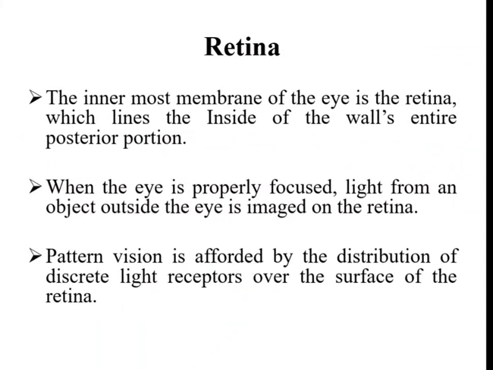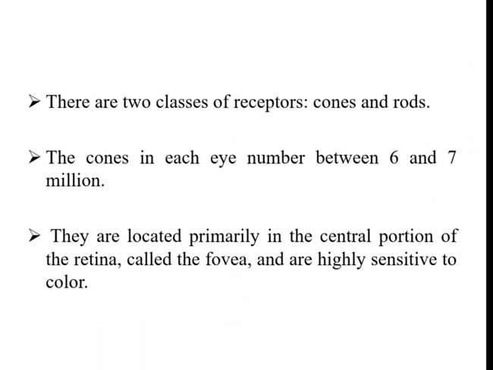Then next one is the retina. The retina is the innermost membrane of the eye, which lines the inside of the wall's entire posterior portion. When the eye is properly focused, the light from an object outside the eye is imaged on the retina. Pattern vision is afforded by the distribution of discrete light receptors over the surface of the retina. There are two classes of receptors: cones and rods.